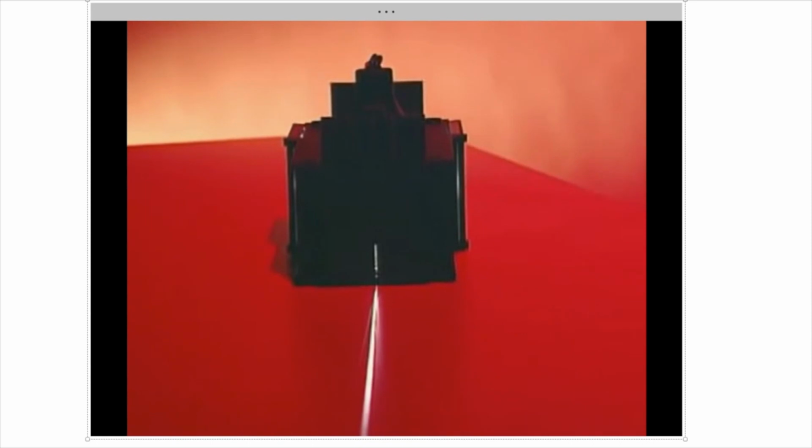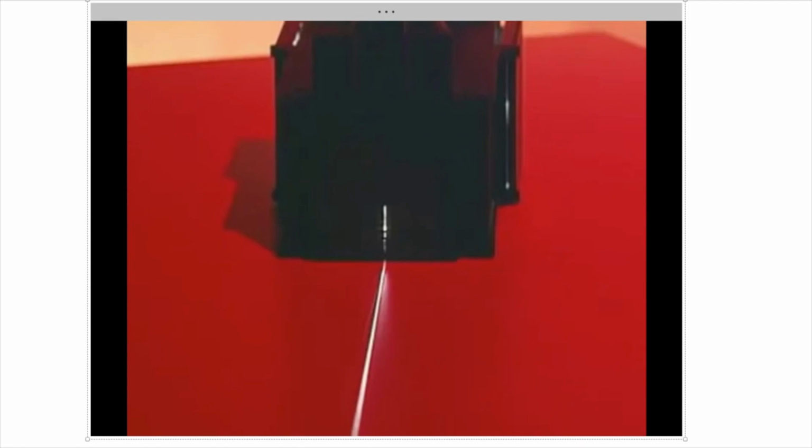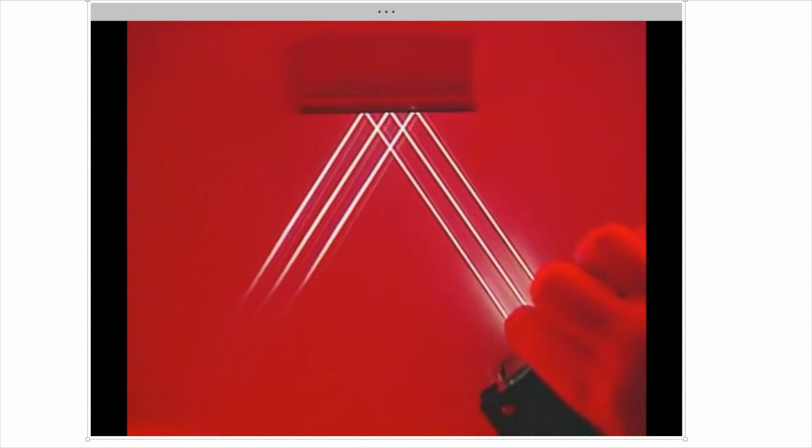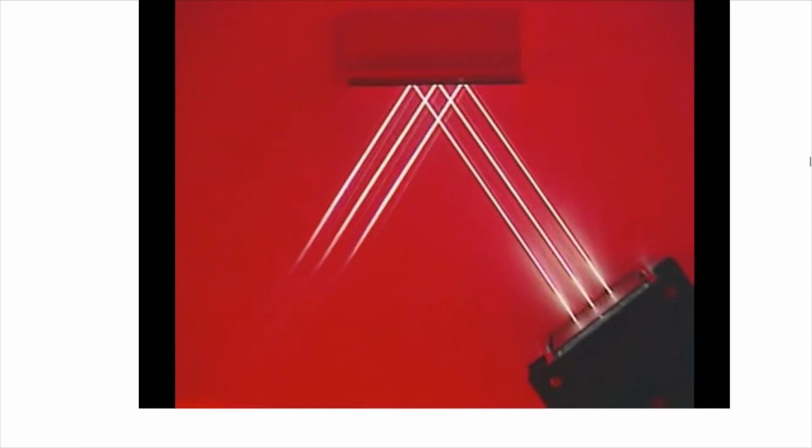First, you need a narrow beam of light. Place a mirror in its path and the light changes direction. It's reflected. Change the single beam to 3 parallel beams and see what happens. Light bounces off a mirror.